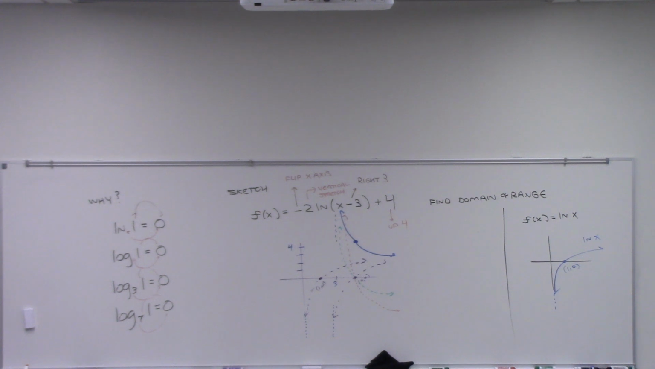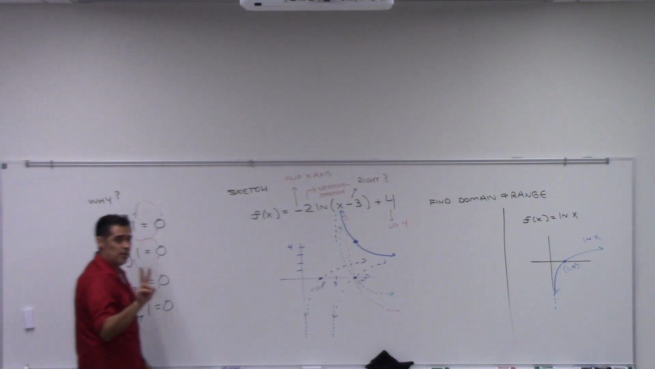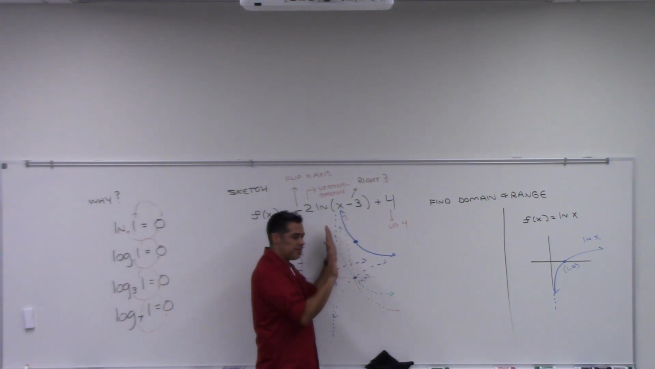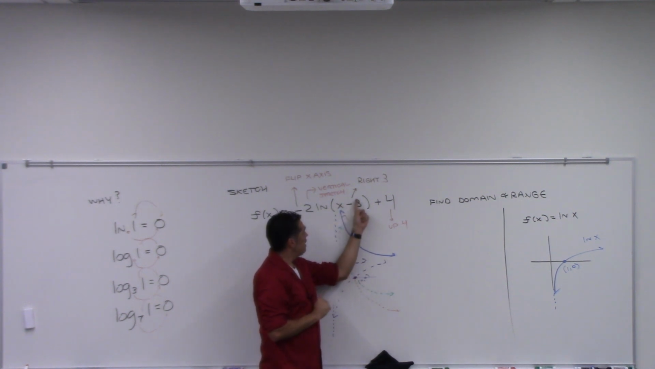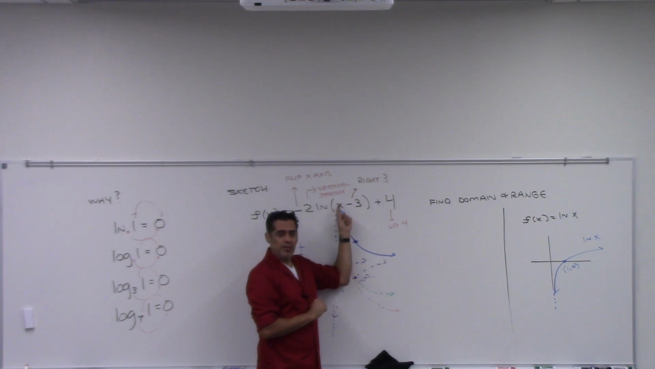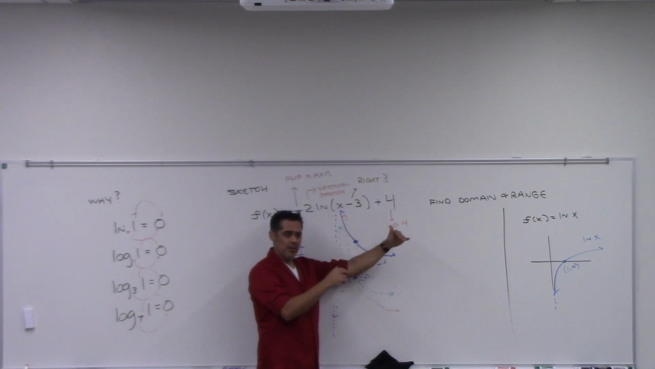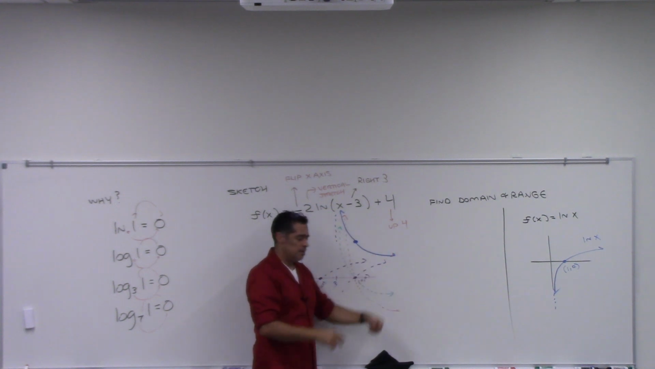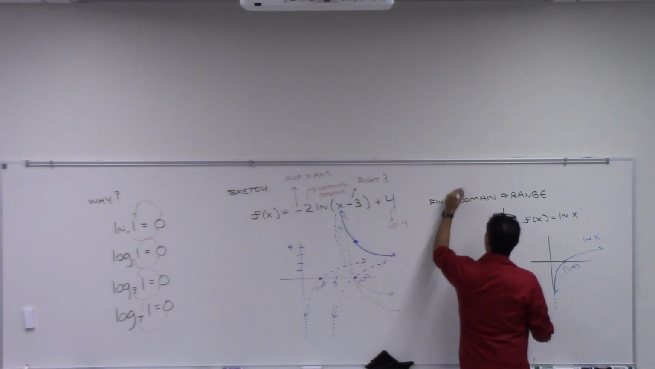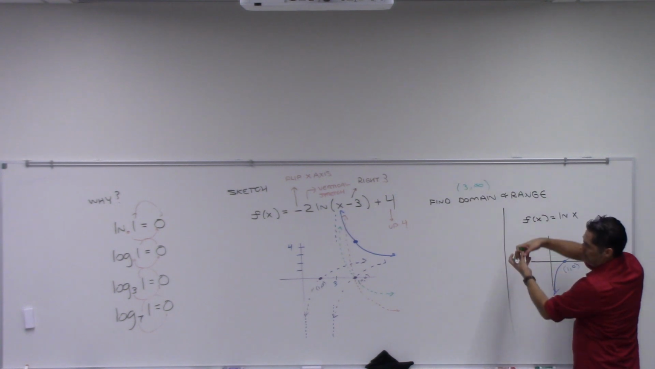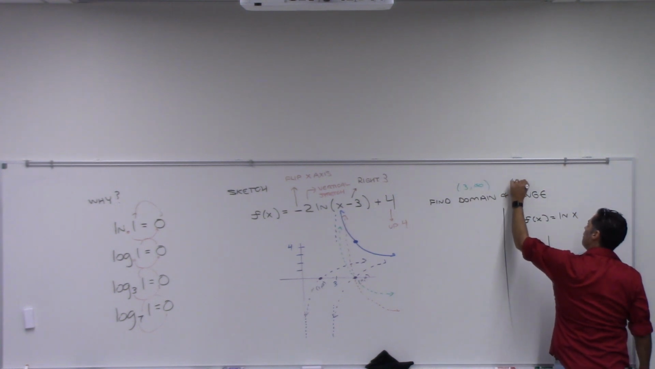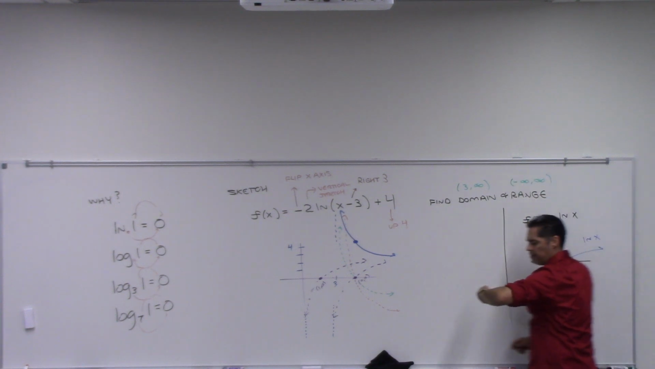What's the domain? To the right of 3. You can do that 2 different ways. You can look at your graph. Remember this was 3? It's just to the right of 3. Or you could get the domain by looking at the argument and doing the inequality: x minus 3 has to be bigger than 0, and then solving. Either way, the domain is 3 to infinity. And what about the range? It's everything still.